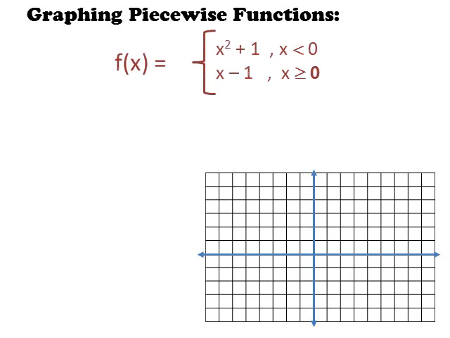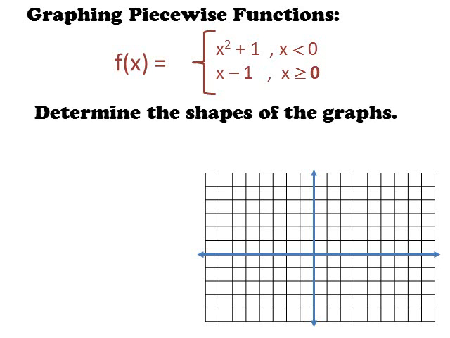Here we have how to graph the piecewise function. I need to graph f of x equals x squared plus 1 when x is less than 0, and x minus 1 when x is greater than or equal to 0. First, determine the shape of each function. Here x squared is a parabola, a curve or U shape, and x minus 1 is a linear function, a straight line.